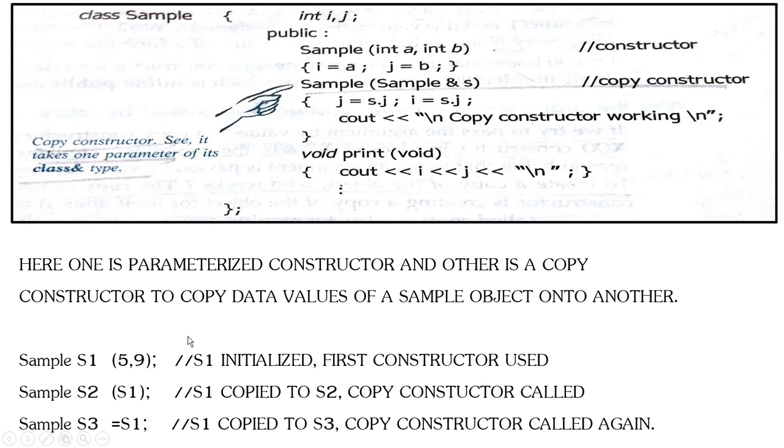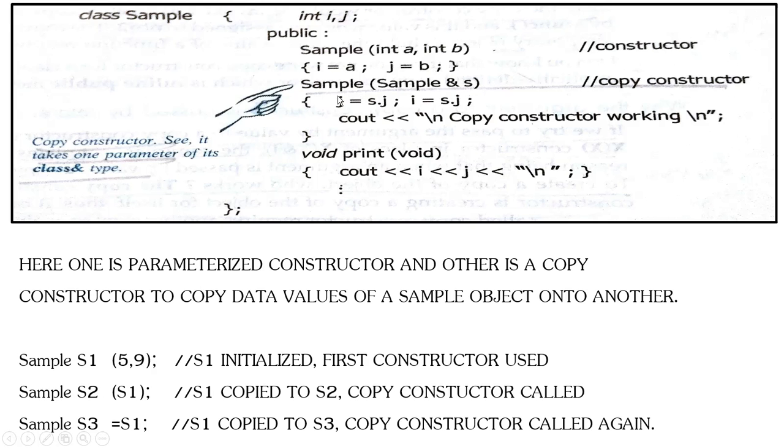So we'll write three codes here. In the first code we'll create object s1. In the second code we'll copy s1 to s2. In the third code we'll copy s1 to s3. After execution of this code, s1 will be created and the values passed to the constructor will be 5 and 9. After this, this constructor will be called. Since we are passing s1 here, s1 will become s here, since it is taking the argument as s.